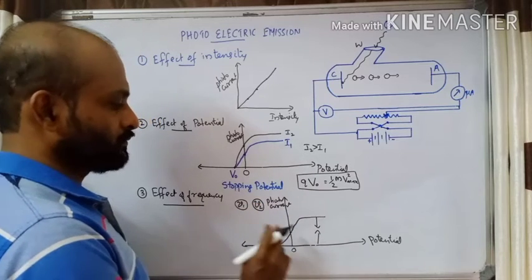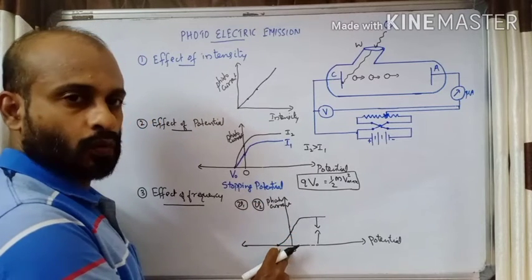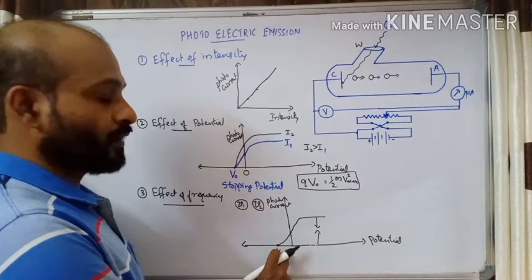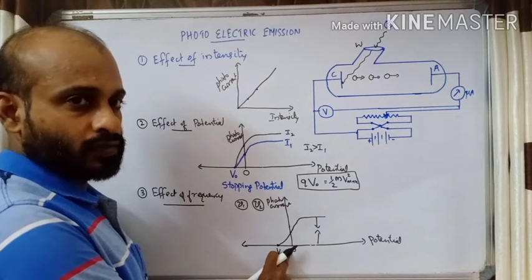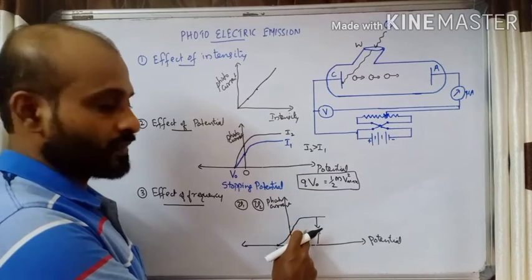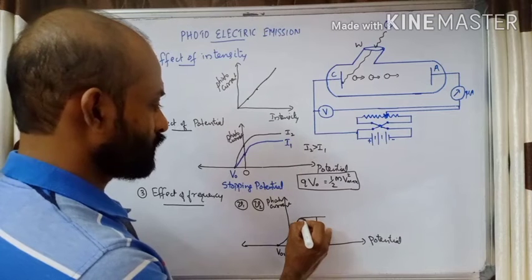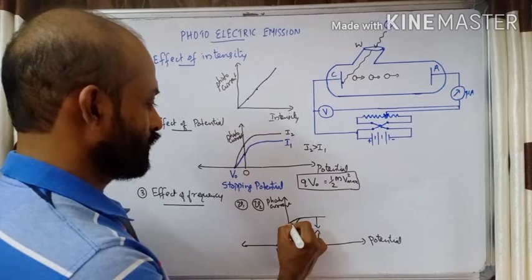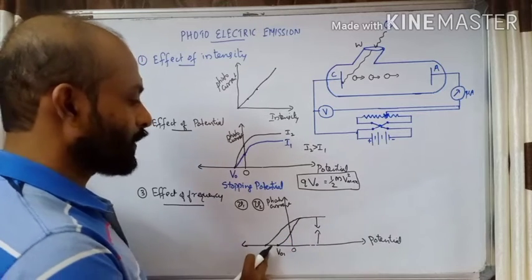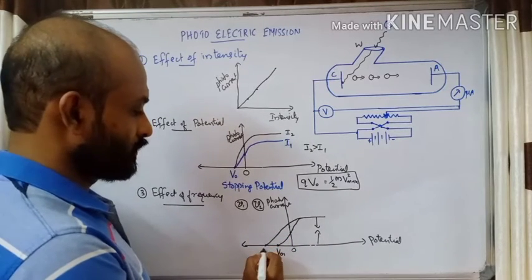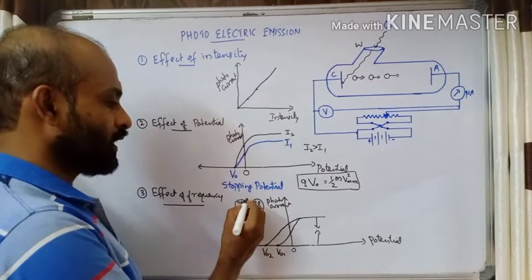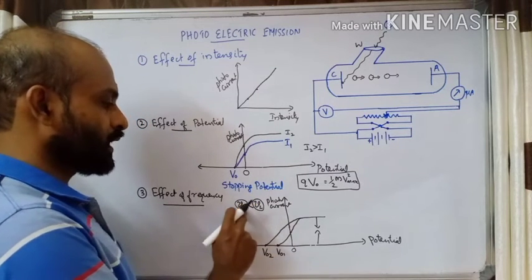It is observed that we make the potential 0. We have another frequency, but we are not changing the intensity. Intensity is the same. Now we will get a graph similar to this, but what we can see is that the stopping potential is different. It is V02. So when the frequency increases, here nu 2 is greater than nu 1.